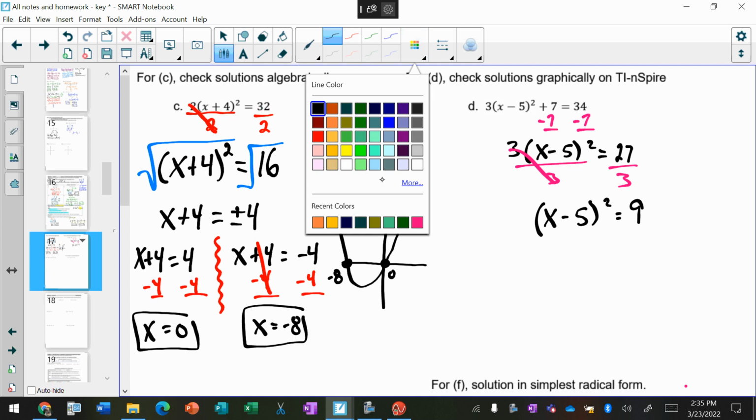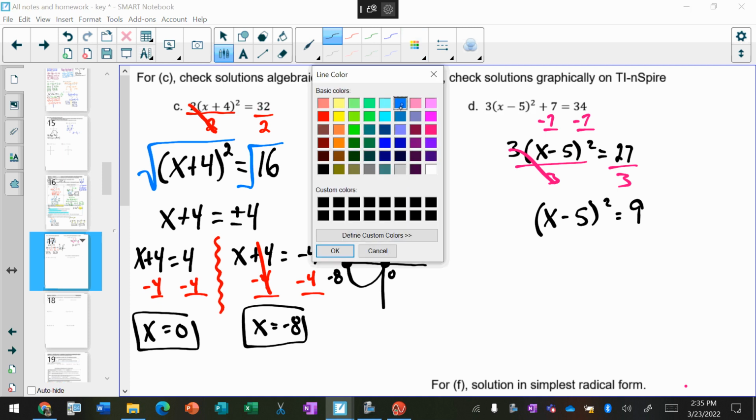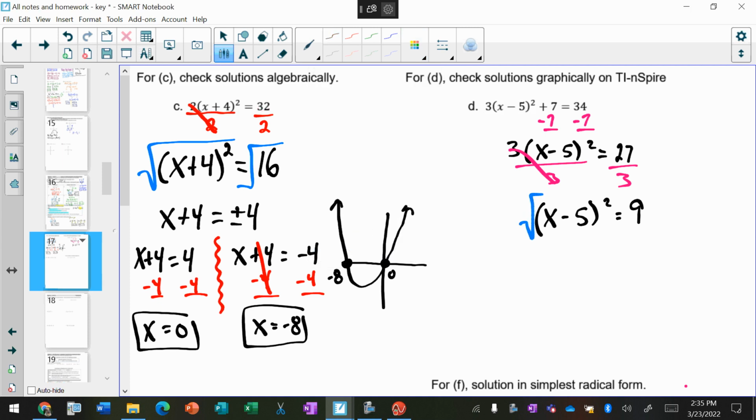And now, finally, we can square root both sides of our equation. Square rooting both sides is what gets rid of the exponent of 2, leaving us with just the x minus 5.